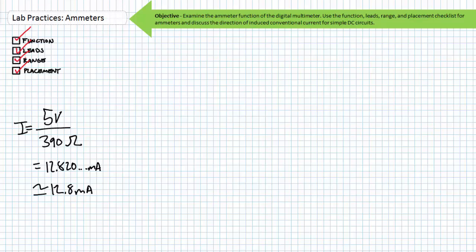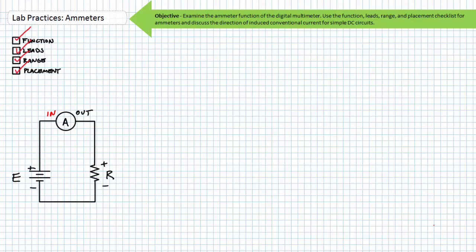Placement. Now all we've got to do is place our ammeter inside our circuit. Turn the power supply off. Draw a picture. Start at any point in your circuit and go in any direction you wish. Let's start at the positive terminal of our source and travel clockwise. Out of the power supply, into the ammeter, out of the ammeter, into the resistor, out of the resistor, and back to the power supply.